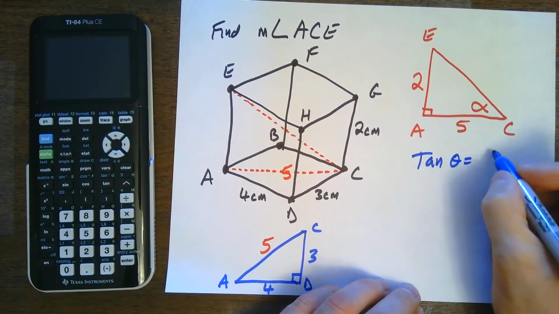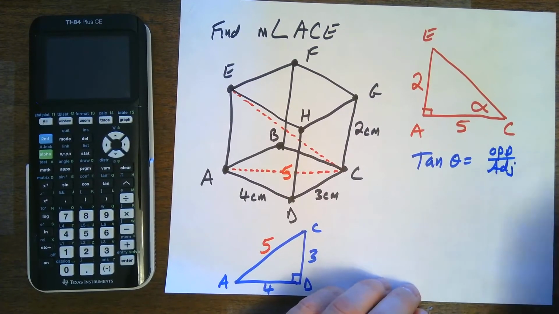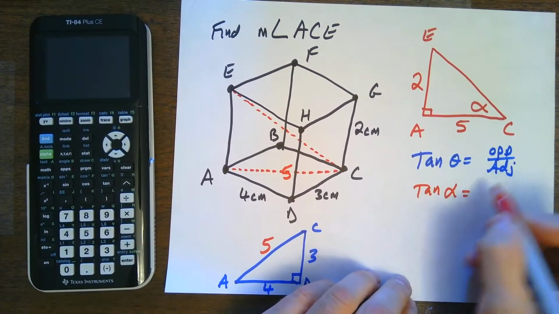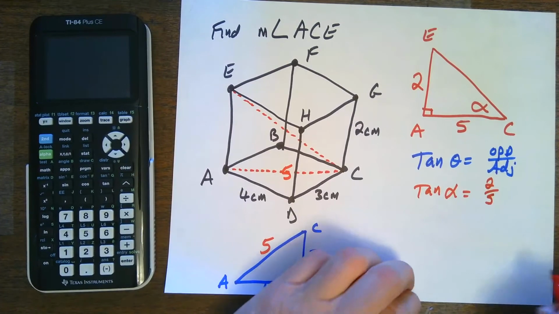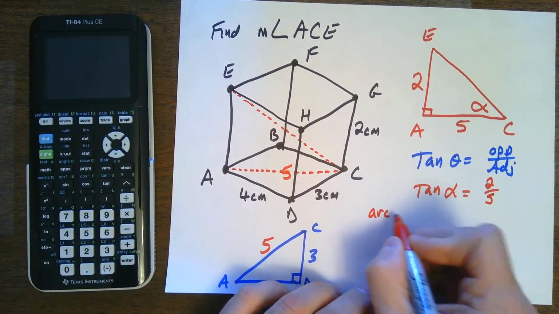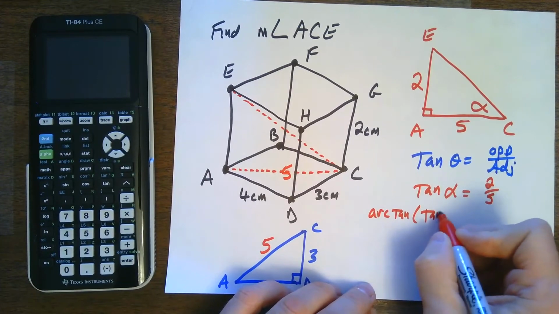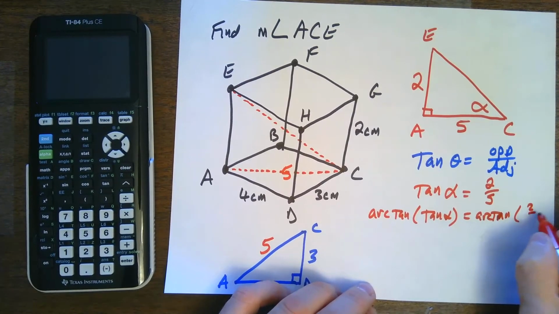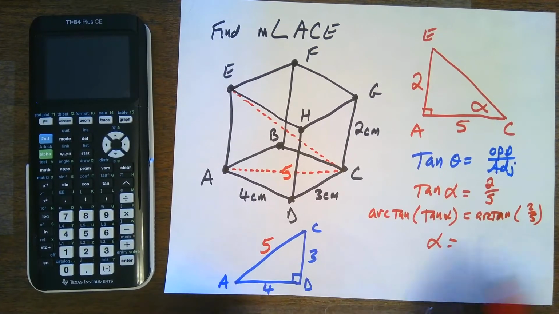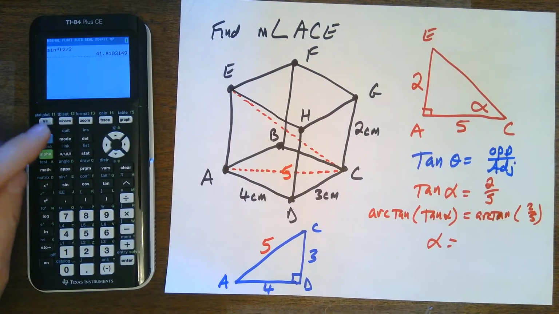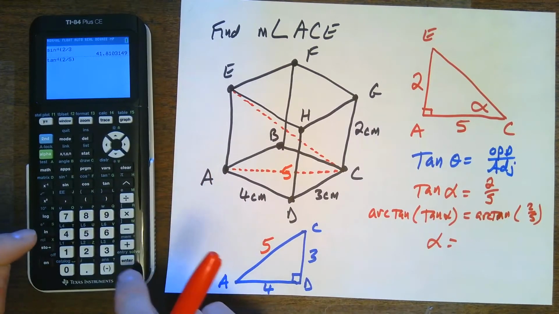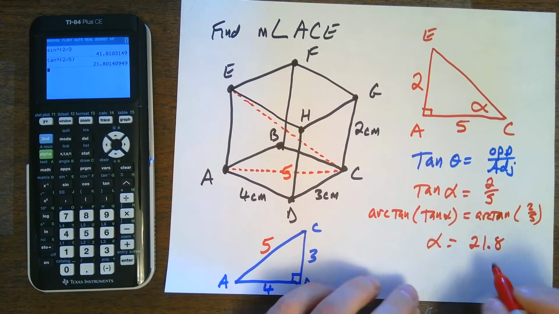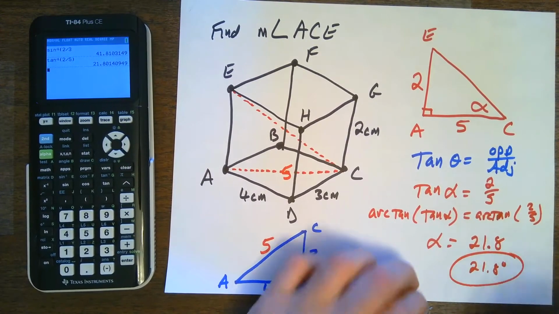The tangent of any angle is the ratio of the opposite side over the adjacent. Substituting in, the tangent of alpha is 2/5. Take the arc tangent of both sides. And alpha equals the arc tangent of 2/5, which is shift tangent 2/5, 21.8. In other words, 21.8 degrees.